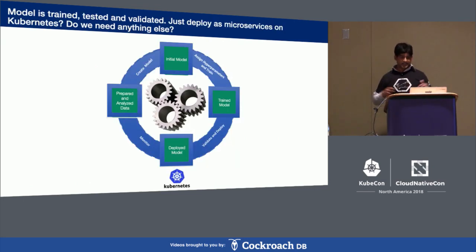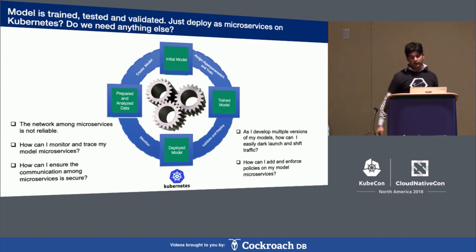So our model is trained, tested, and validated. Should we just deploy it as microservices on Kubernetes? Do we need anything else, right? So a couple of questions arise, right? How can I add and enforce policies on my models, right? So a certain set of users are able to access a certain version of the model.